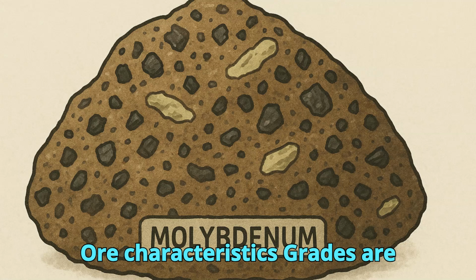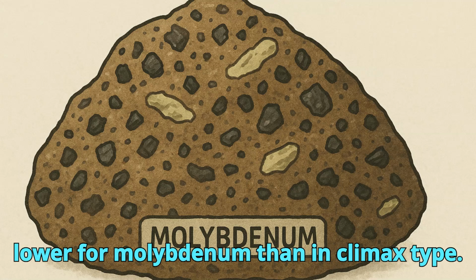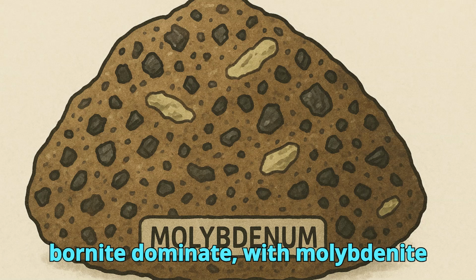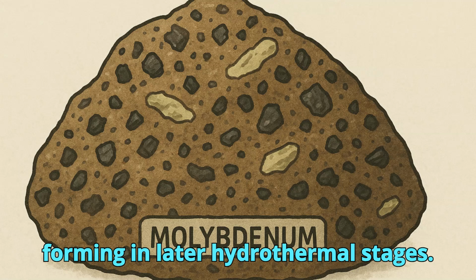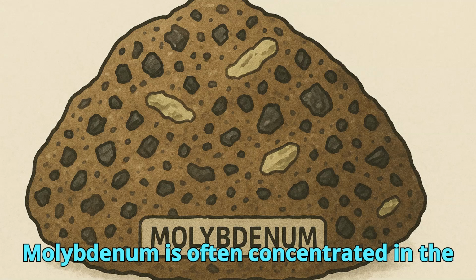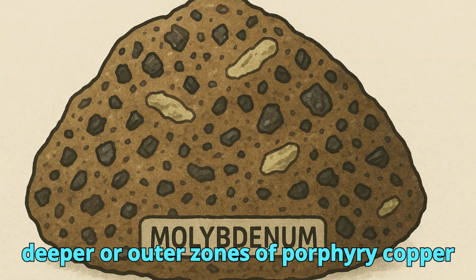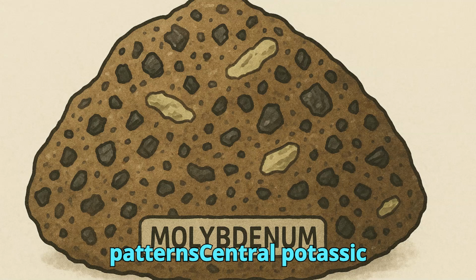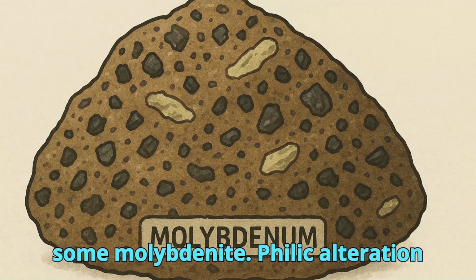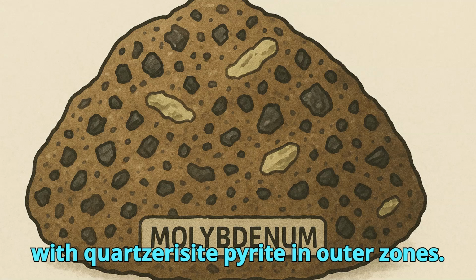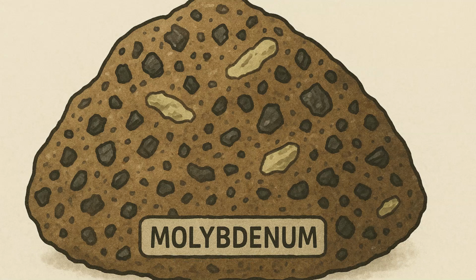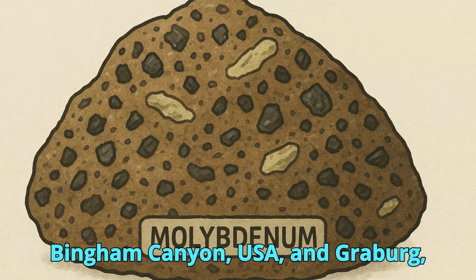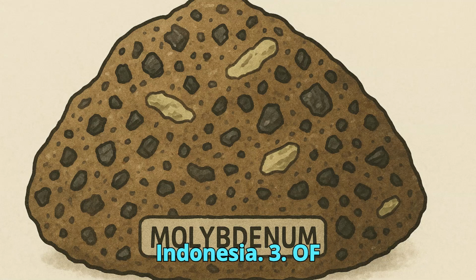Ore characteristics. Grades are lower for molybdenum than in Climax type. Copper minerals such as chalcopyrite and bornite dominate, with molybdenite forming in later hydrothermal stages. Molybdenum is often concentrated in the deeper or outer zones of porphyry copper deposits. Alteration patterns. Central potassic alteration with chalcopyrite, bornite and some molybdenite. Phyllic alteration with quartz-sericite-pyrite in outer zones. Examples: Chuquicamata and El Teniente, Chile, Bingham Canyon, USA, and Grasberg, Indonesia.